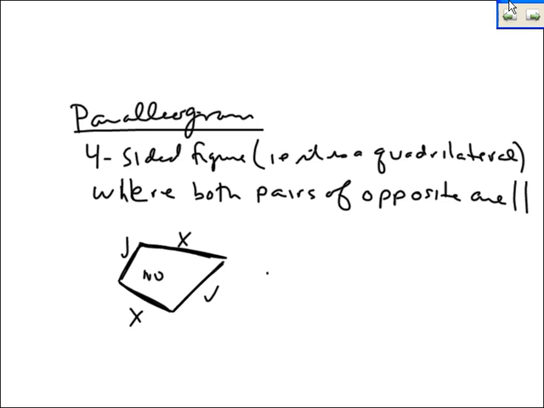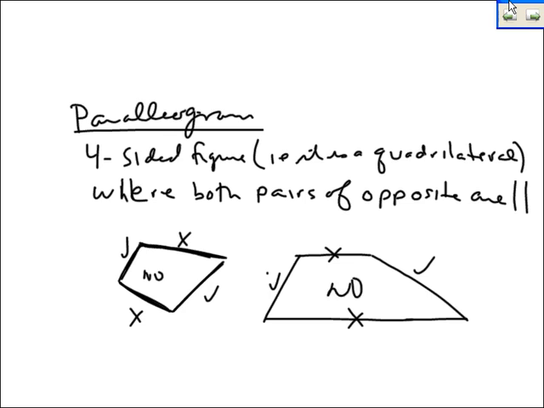Well, can you have one pair without the other? Sure. These 2 sides are parallel, but this one and that one are not. Those 2 are not parallel, but these are. It's not a parallelogram. Both pairs of opposite sides must be parallel. Well, these 2 are parallel, and so are those. That is a parallelogram.